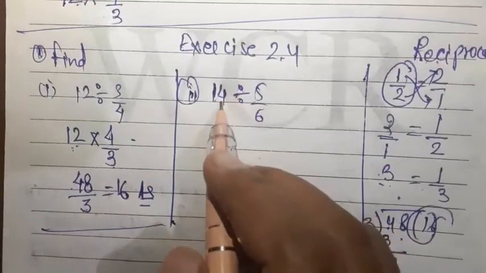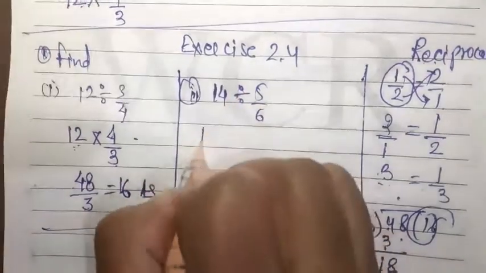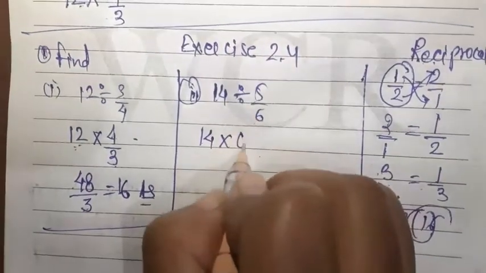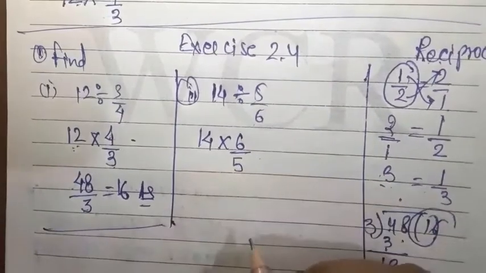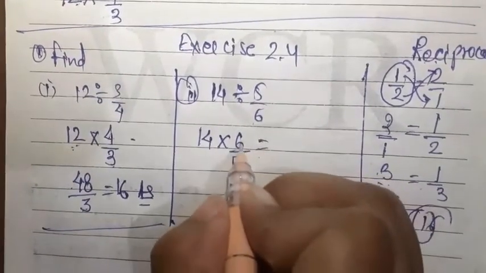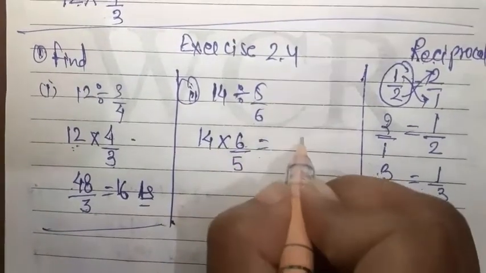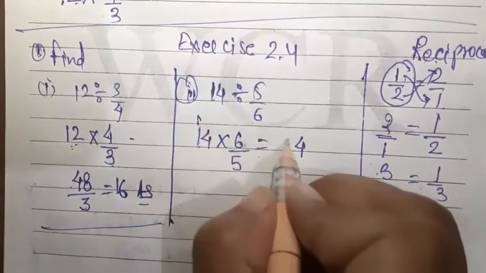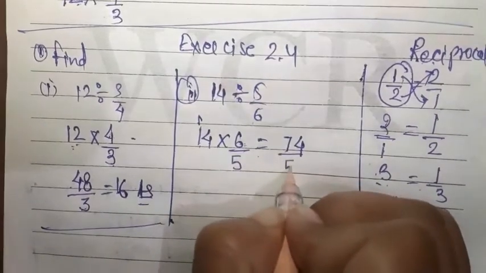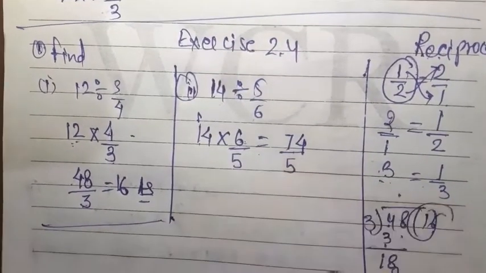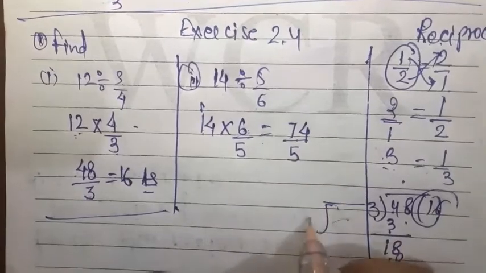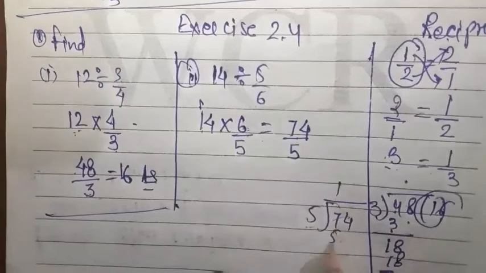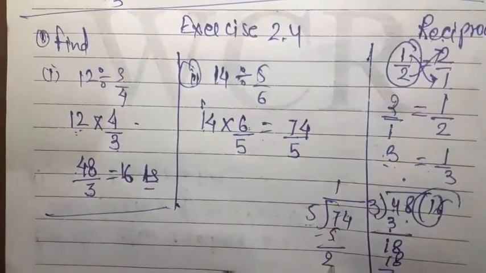Now next we have 14 divided by 5 by 6. So here the divide sign is changed to multiply, and the reciprocal of 5 by 6 is 6 by 5. Now multiply this value. So here 6 times 4 is 24, carry 1, 6 times 1 is 6 and 1, 7 here. Here 5. Now change into a mixed fraction. So here 74, 5 times 1 is 5 and 7 minus 5 we get 2.